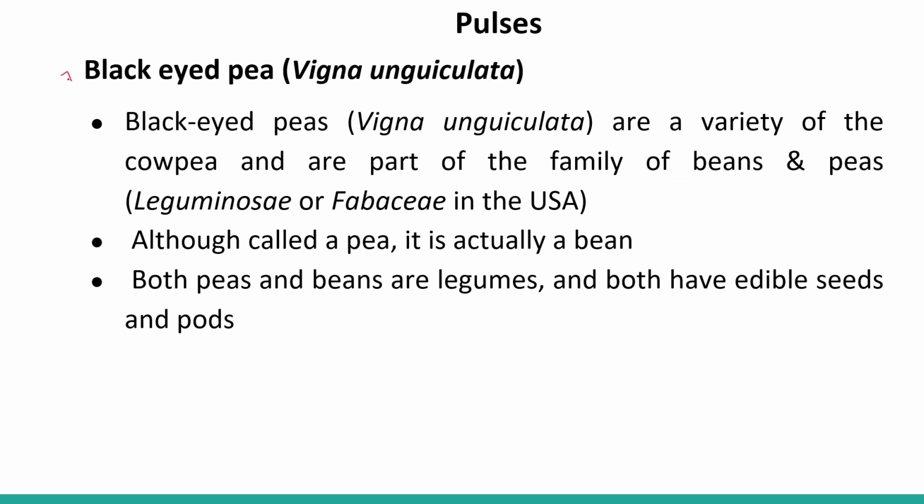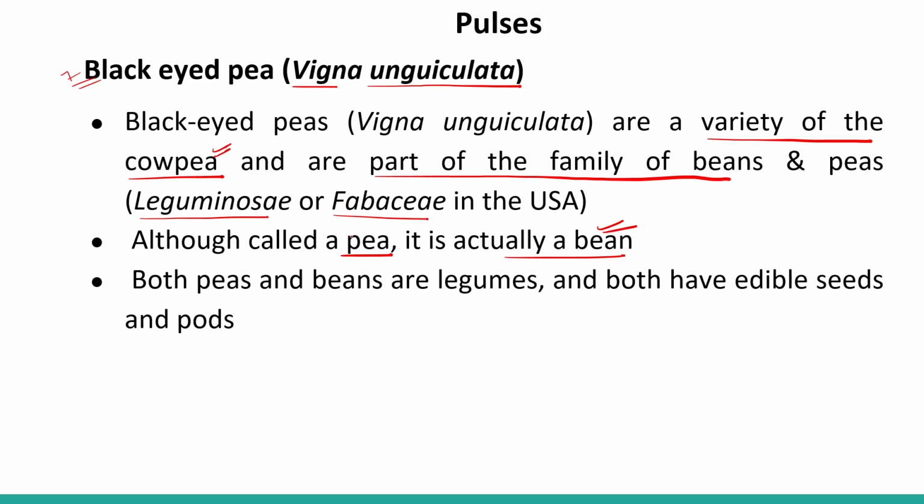Black-eyed peas. Next one is the black-eyed pea, that is also called Vigna unguiculata, that is the scientific name actually. Black-eyed peas are a variety of the cowpea, and are part of the family of beans and peas, that is Leguminosae or Fabaceae. Right? Although called a pea, it is actually a bean.